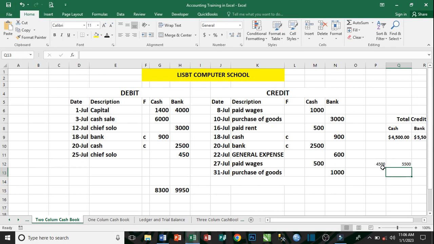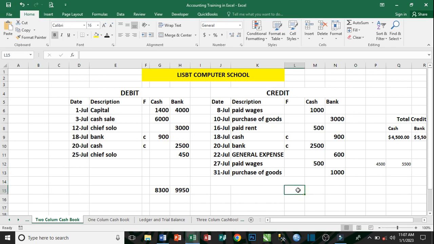They see 5,500. That means corresponding. So now, if you compare this number and this number on the debit side, this number is bigger than this number. So what the accountants normally do is that this number will always come right here automatically.